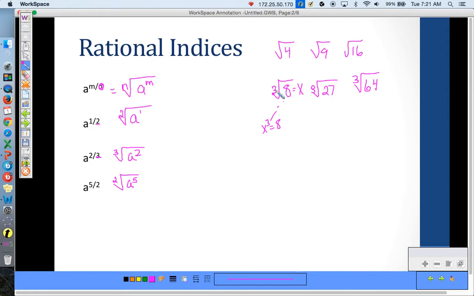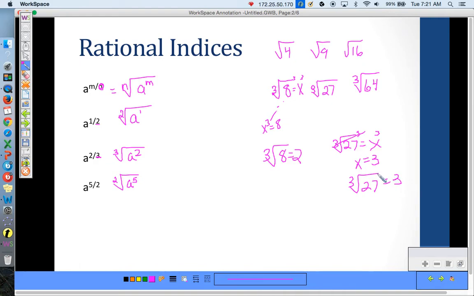Because we know it's some value, to get rid of that you cube each side. So what number cubed gives you 8? So this would be the cubed root of 8 would equal 2. Well, how do you figure out the cubed root of 27? Well, the cubed root of 27, what is that equal to? Well, you cube each side. So what number cubed gives you 27? Well, that would be 3. So the cubed root of 27 equals 3.